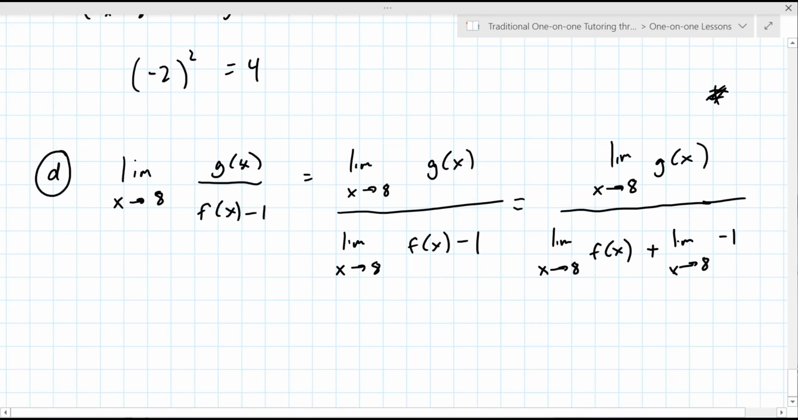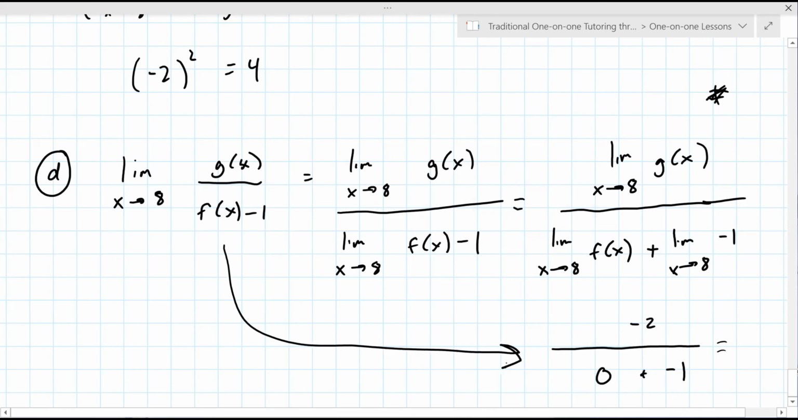So this might be something to ask your instructor: does the instructor expect you to write all this out? Or can you just say, get that number, and then subtract 1 on the bottom there? Because essentially we're getting three numbers here. The limit as x approaches 8 of g of x is negative 2 up top. f of x is 0. So we're just getting three numbers, 1, 2, and 3. Can you go from here to here if you understand this? This is okay, but will your instructor be okay with it?